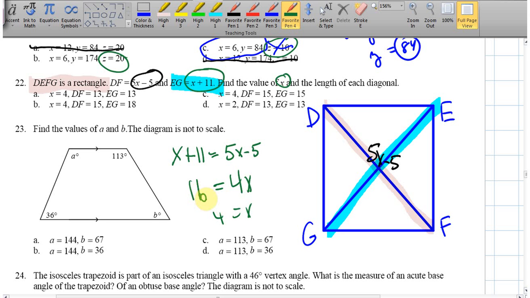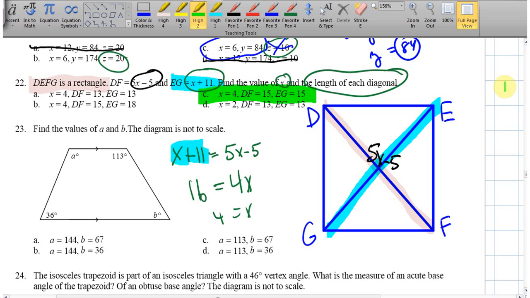So if x is 4, I'm going to keep on going. I need to find the length of each diagonal, and I know they're going to be the same. Let me do a lot of back substitution. If I substitute it into this one, for example, 4 plus 11 is 15. So that means each diagonal is going to be 15 and 15. And it looks like C is the right answer. X is 4, and DF and EG are 15 and 15.